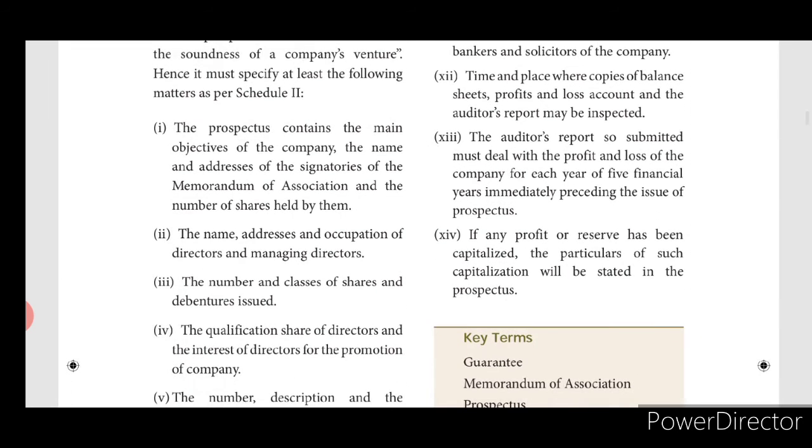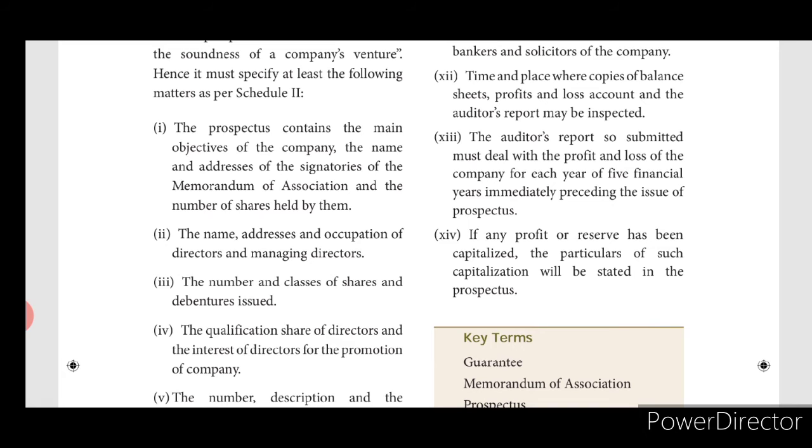The prospectus contains the main objective of a company. It actually contains what kind of company it is, what the objective of the company is, that is there in your prospectus. Name and address of the signatories of the Memorandum of Association and the number of shares held by them, that also is there.